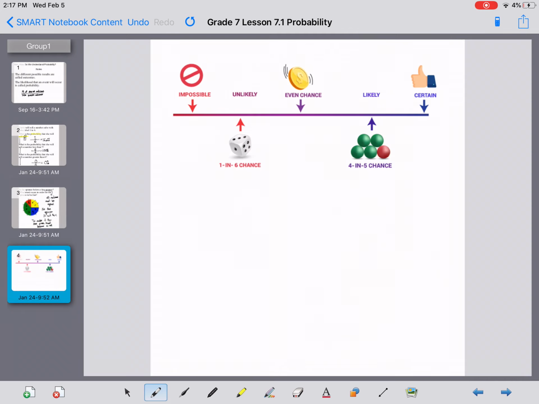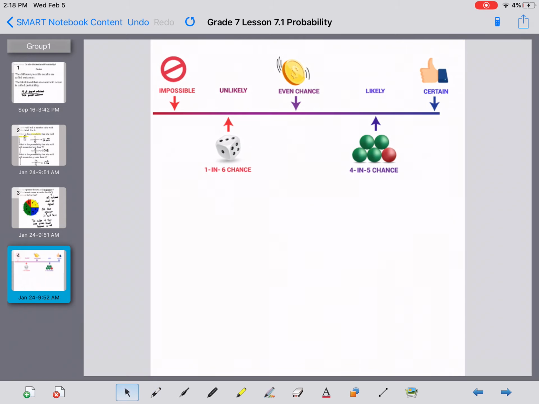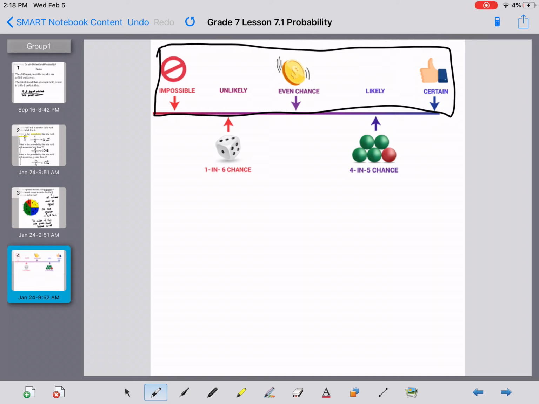And the last slide. Take a second to copy down this chart. Do not need to copy down the bottom part, just copy down the top part. Impossible, unlikely, even chance, likely, and certain.